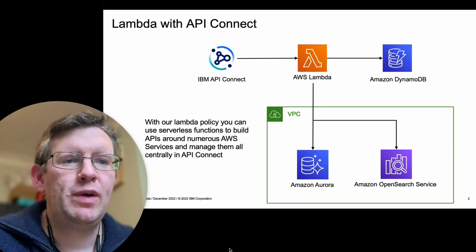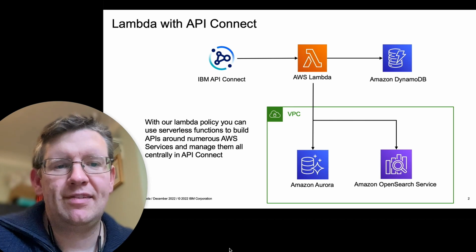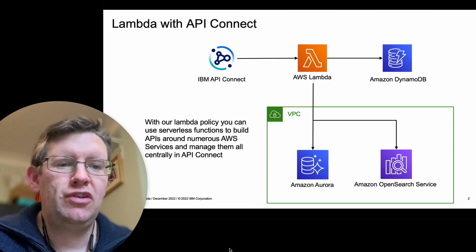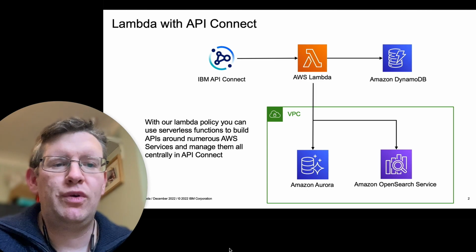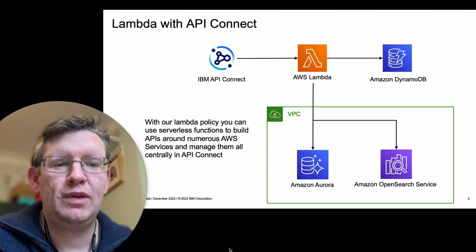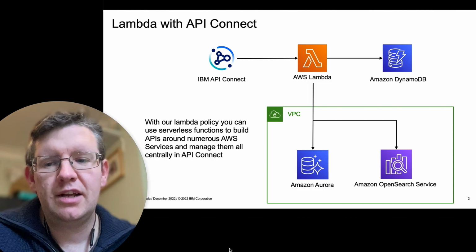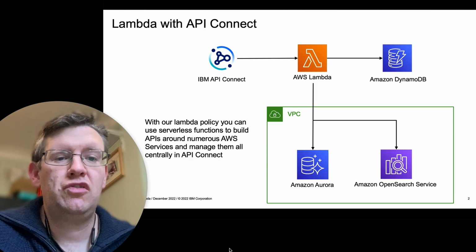Today I'm going to talk to you about our new Lambda integration in our API Connect SaaS service on AWS. Using Lambda with API Connect, we've implemented this as a policy that you can add to your API assembly, which lets you build out your APIs around numerous different AWS services and then manage them all with central lifecycle management in API Connect and socialize them with your API consumers through our developer portal.